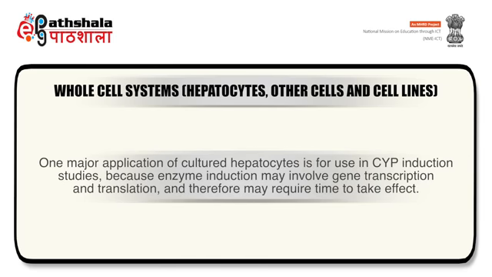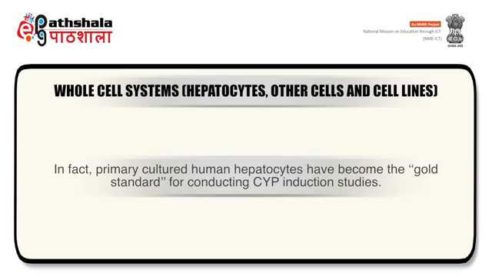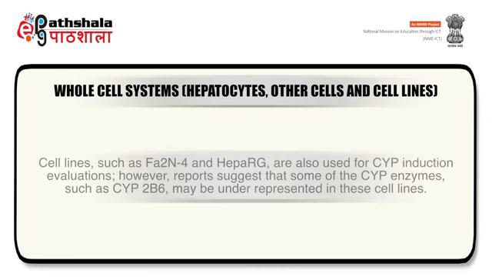One major application of cultured hepatocytes is for use in CYP induction studies, because enzyme induction may involve gene transcription and translation and therefore may require time to take effect. In fact, primary cultured human hepatocytes have become the gold standard for conducting CYP induction studies. Cell lines such as Fa2N-4 and HepaRG are also used for CYP induction evaluation. However, reports suggest that some of the CYP enzymes, such as CYP2B6, may be underrepresented in these cell lines.